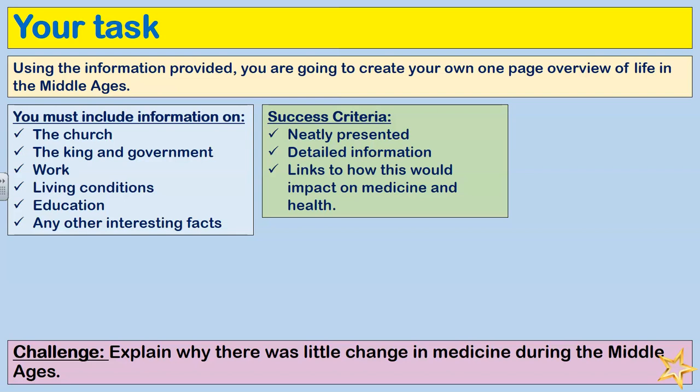You are going to create your own 1-page overview of life in the Middle Ages. Now, we're going to create a 1-page overview of each of the time periods that I spoke about earlier to help you to understand why there were changes and what the changes were that happened to do with health and medicine in those time periods, because the context of the stuff that's going on at the time is what drives those changes. So in your 1-page overview, you need to include information on the church, the king and government, work, living conditions, education, and any other interesting facts that you can find.